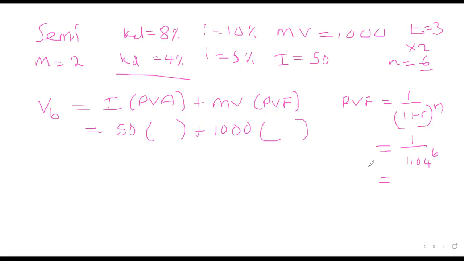0.790. Okay, 0.790. So this is the interest factor. Then how do you find the annuity factor? Subtract it from 1, divided by the interest rate, which is 0.04. What are we getting?